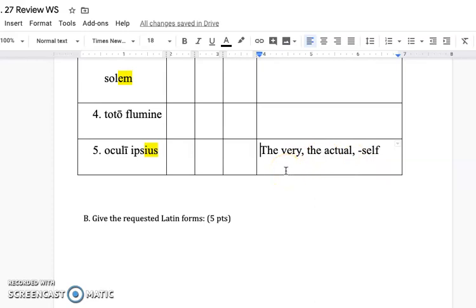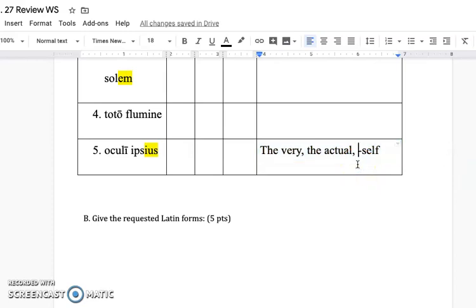So if I were telling my story and I was saying, I saw the eye, wait, nope. I had a vision of the eye itself, or I saw the very eye that Mad-Eye Moody used, or something like that. So any way you take it, it's going to be just bringing extra attention or emphasis to the noun, okay?